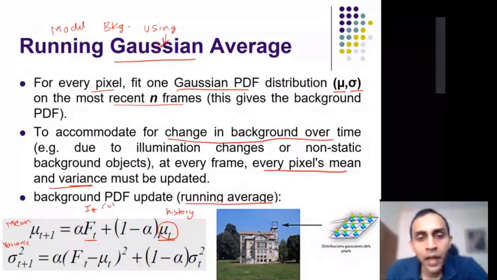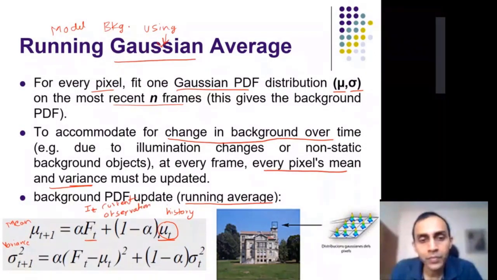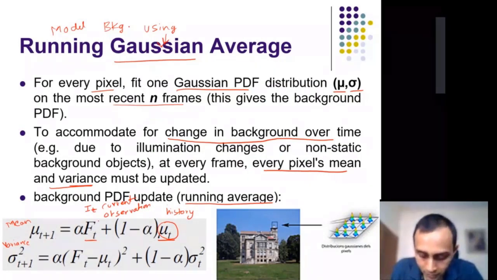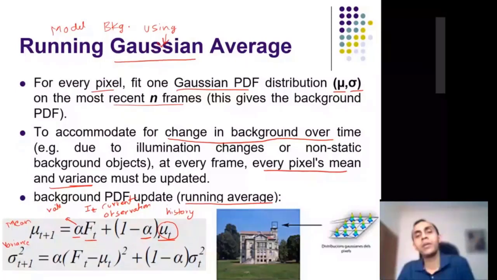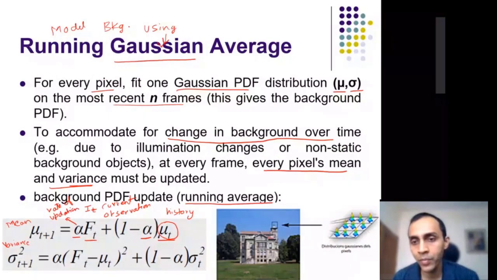Okay, and we will use a factor alpha. Maybe let me write. Alpha is the factor that I can call the rate of updation, the rate at which you want to update our background model. The value of alpha will be from 0 to 1.